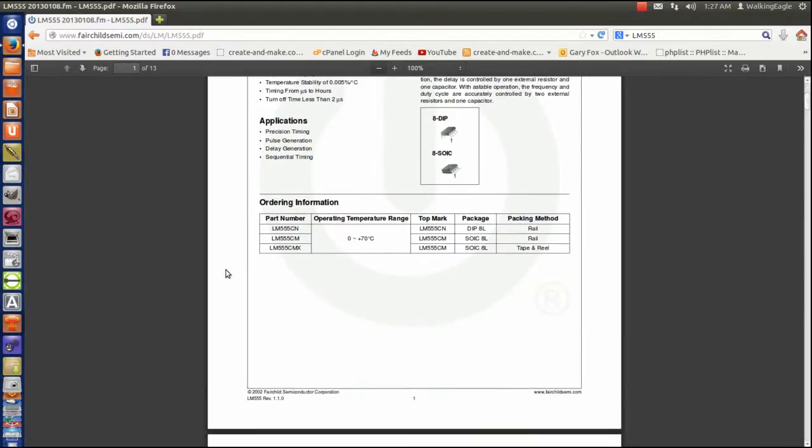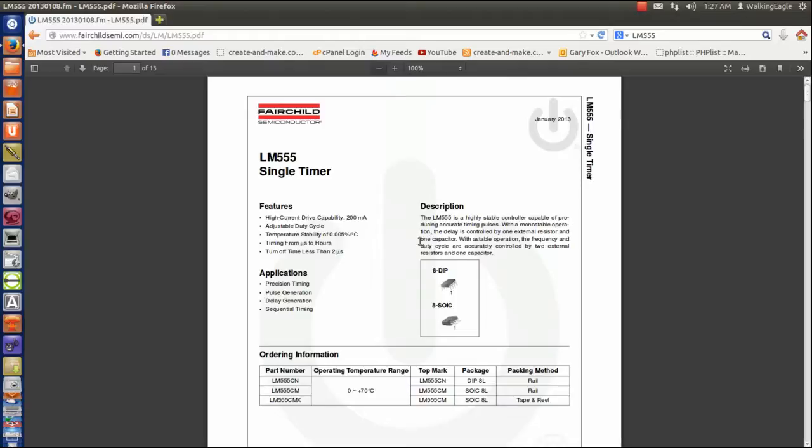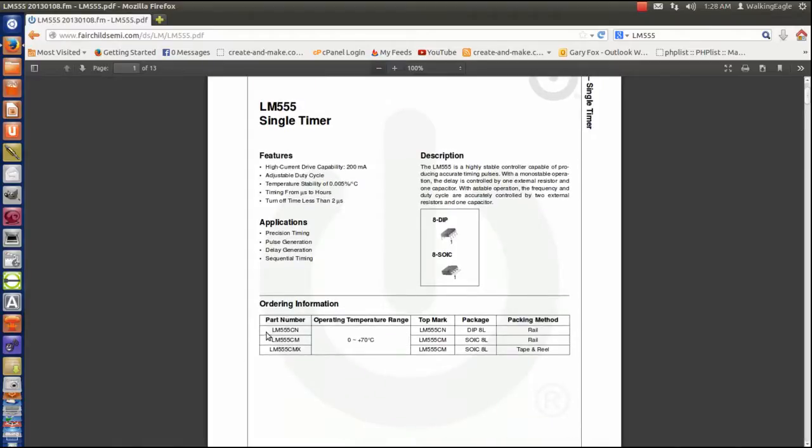The first page says that it's really good and it does several different things. It's just advertisement kind of information at that point. The big one is that this thing comes in a DIP package. It also comes in some surface mount packages. We're going to use the DIP for the project that I'm working on.